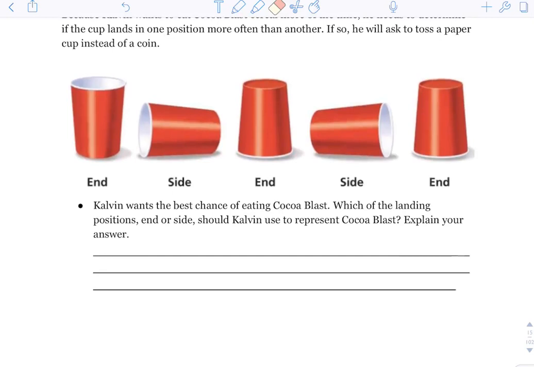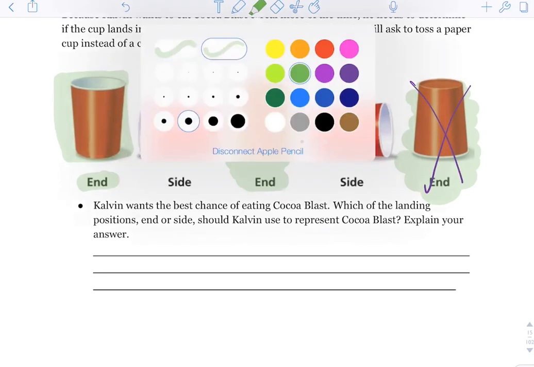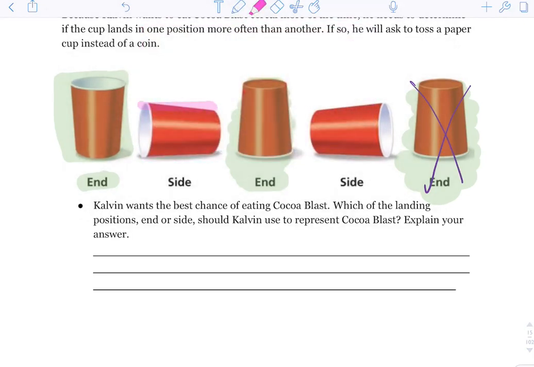Okay, so these are the possible outcomes. We could have possible outcome 1, which is on the end, and end. But I'm going to cross one of these out. I'm going to cross out this one because it's the same thing as this one. Those two are the same. So right now I've only got 2 different versions of an end, and then the other 2 versions are going to be on our side.